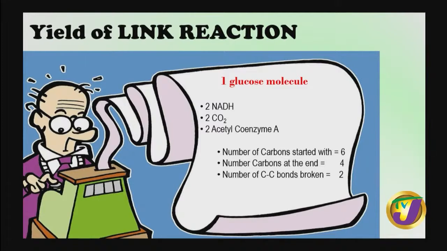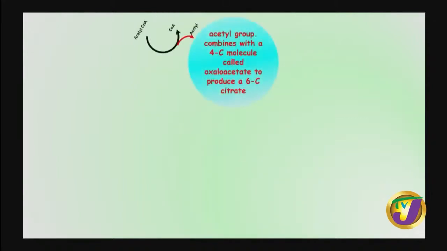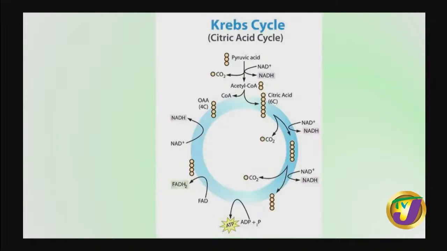So after the link reaction, the acetyl coenzyme A goes on to the next stage of respiration. The next stage of respiration is called the Krebs cycle. It also occurs in the matrix of the mitochondrion, just like the link reaction. What happens is that the acetyl coenzyme A attaches to a 4-carbon substance called oxaloacetic acid.